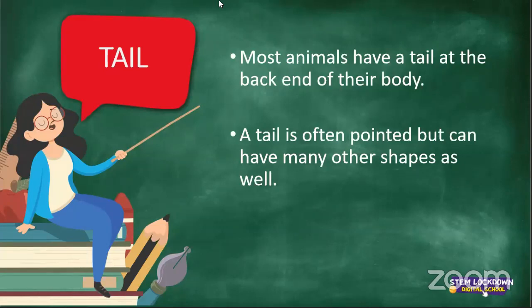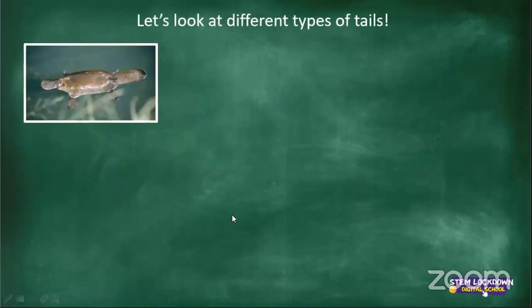Kalem. Okay, Kalem. Right. Most animals have a tail at the back end of their body. The tail is often pointed, but it can have many other shapes as well. Now let's quickly look at different types of tails. Look here, this is a platypus. There is its tail. Isn't it amazing?